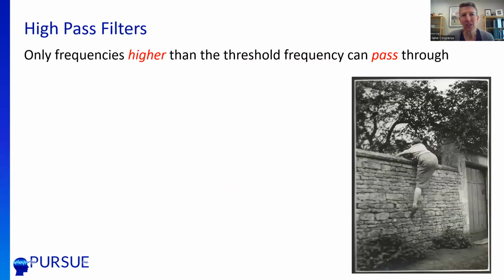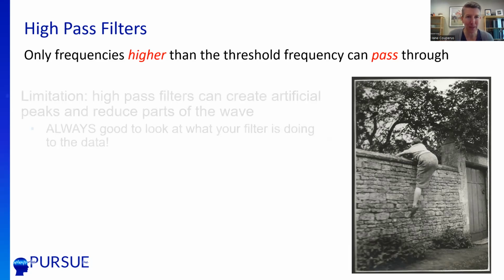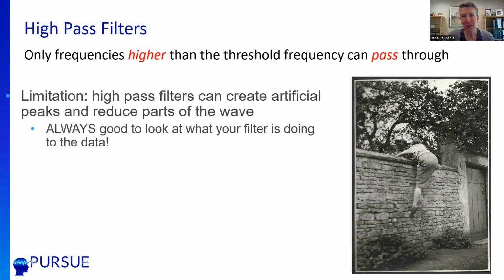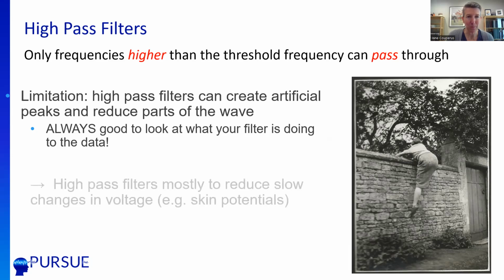High pass filters only let frequencies higher than the threshold to pass through. And so I like to think of this as trying to get over something. You have to get high enough in order to get through. One limitation with high pass filters is they can create some artificial peaks and reduce parts of the wave that you're interested in. So this is a really good reminder that you always want to look at what you're doing. So in this case, you want to look at what your filter is doing to the data to make sure it's not causing problems and it's actually doing what you want it to do.